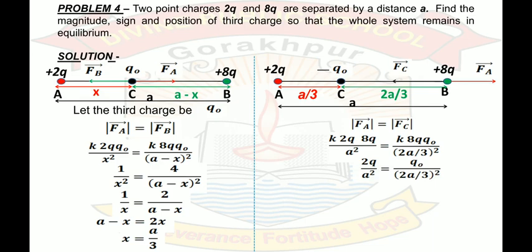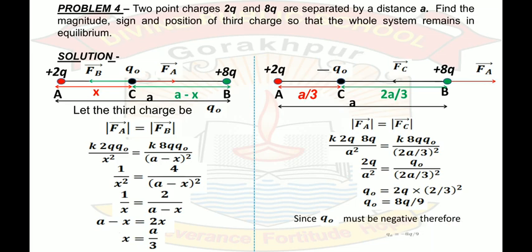Let us cross multiply it and solve for q naught. We will have q naught equal to 2q multiplied by 2 by 3 whole square, or q naught will be equal to 8q by 9. But since from the analysis we know that the charge q naught must be negative, therefore q naught is equal to minus 8q by 9. This will be our final answer.